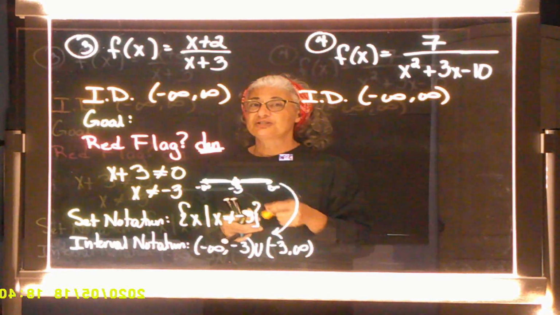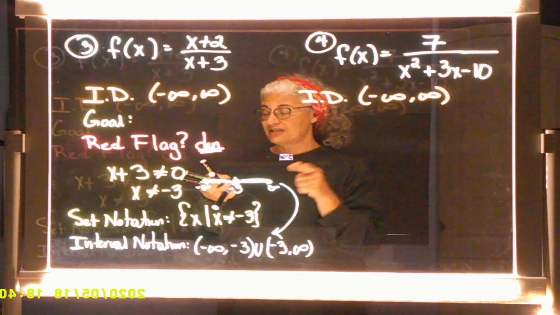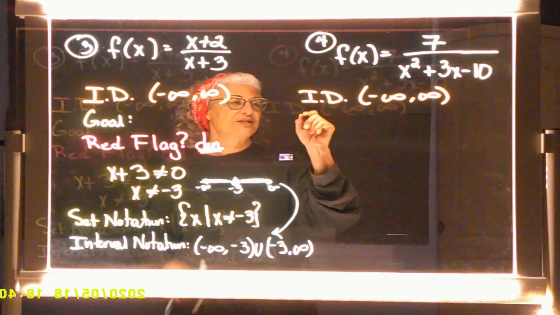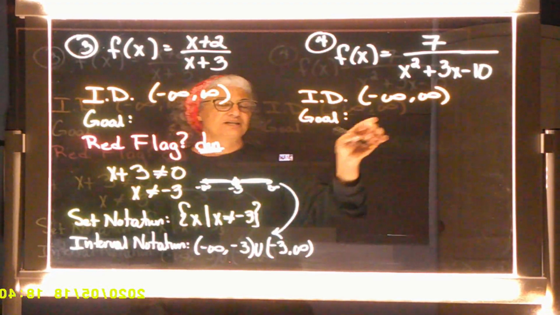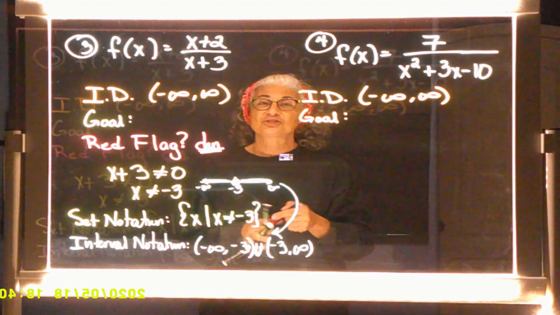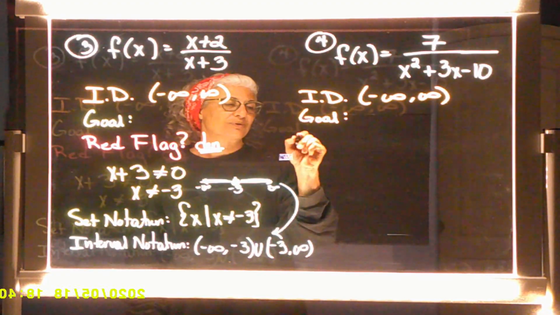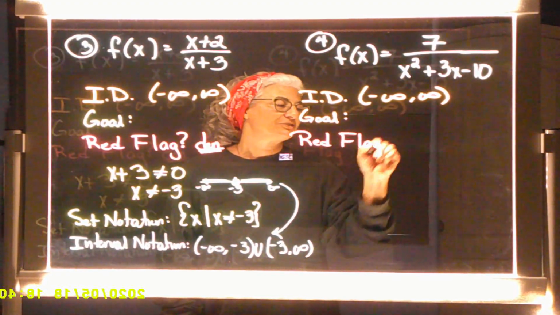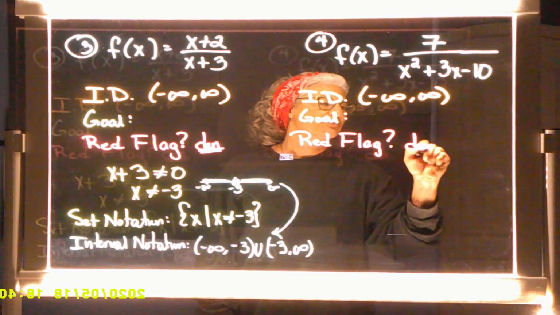And what are you trying to do? Yeah, your goal is to kick a number out of here, right? Always remember there's a goal here. So I'm going to write it in the same color. Why? Because I want you to remember that along with the initial domain, you always have a goal. And the only way to try and kick a number out is if you have a red flag. So, do I have a red flag? Yeah, I have a denominator in this case.